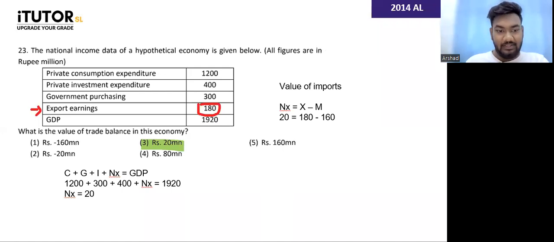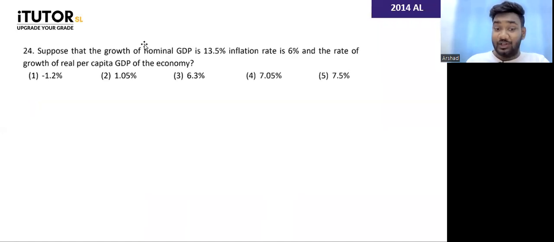Okay. Then suppose that the growth of nominal GDP is 13.5%, inflation is 6%, and the rate of growth of real per capita GDP of the economy. That's what they are asked. How do you figure this out?